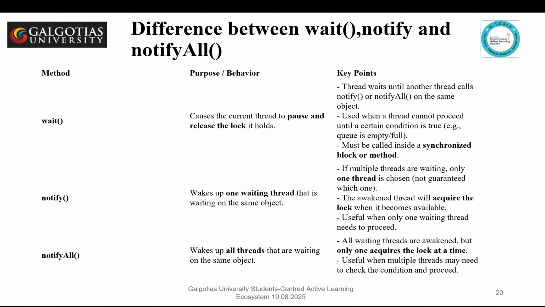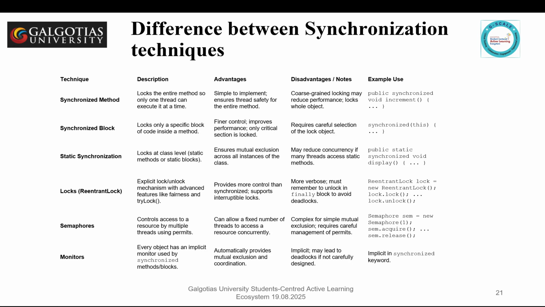The wait method pauses the execution of a thread and releases the lock. Notify wakes up one waiting thread. Notify all wakes up all waiting threads. Choosing the correct method depends on how many threads need to be resumed.